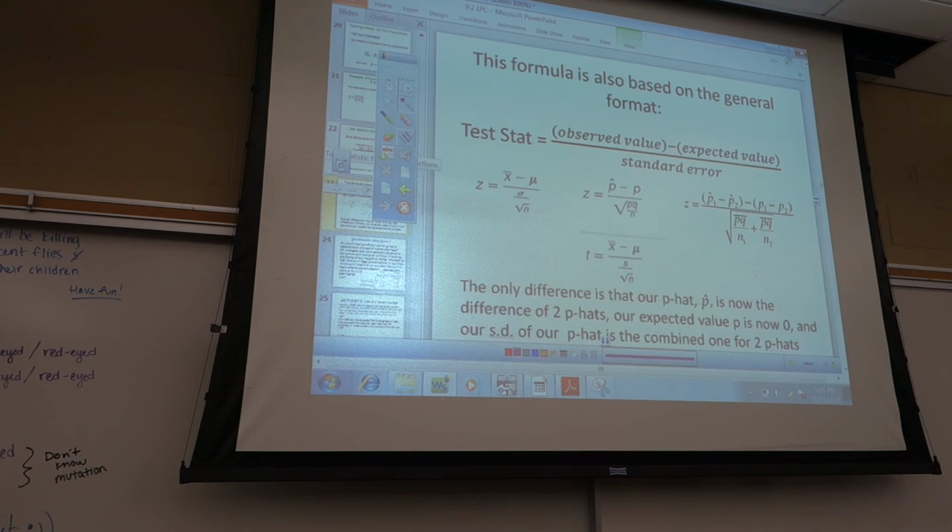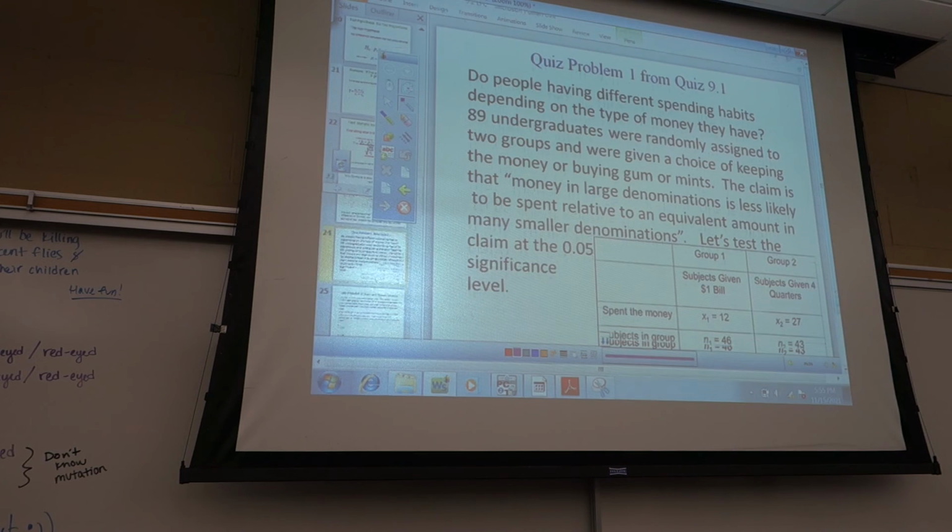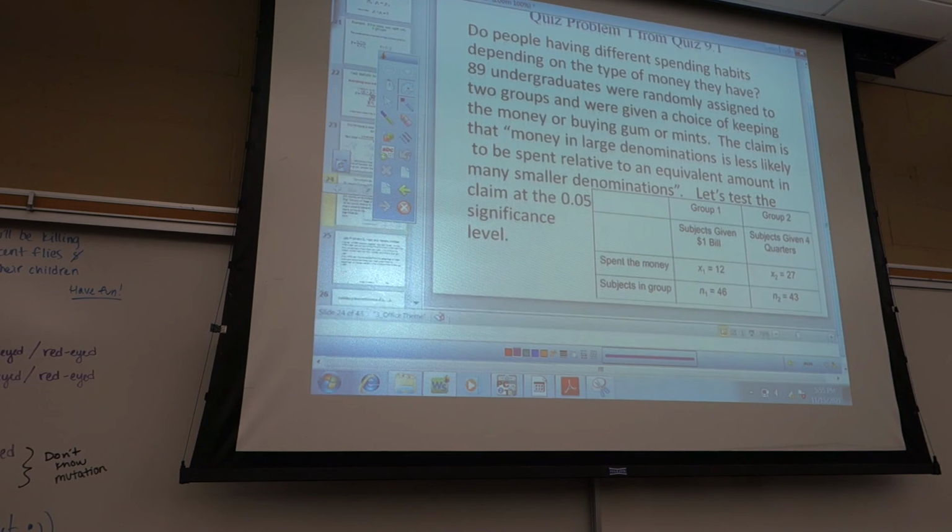So it's not really a new formula. It's not a different formula. It's the same old formula. It just changes based upon what your expected value is, what your observed value is, and what your standard deviation is. All right. I feel like we should talk about this briefly, and then I should let you go. Actually, I kind of talked about it already a little bit, didn't I?